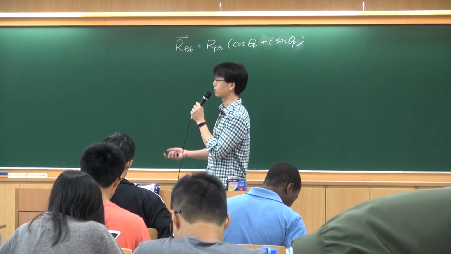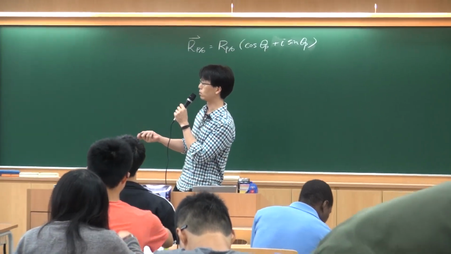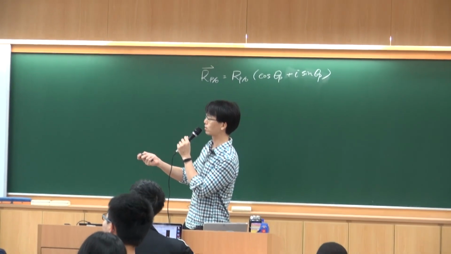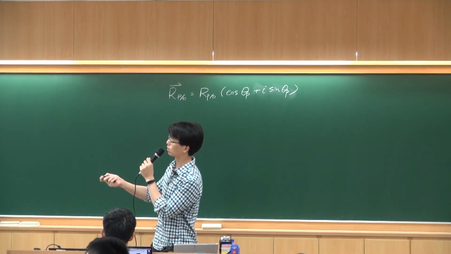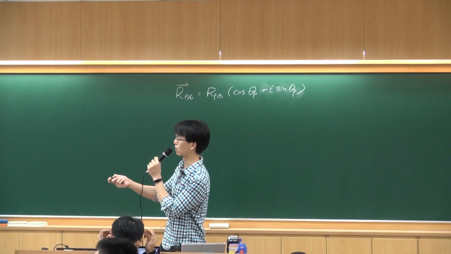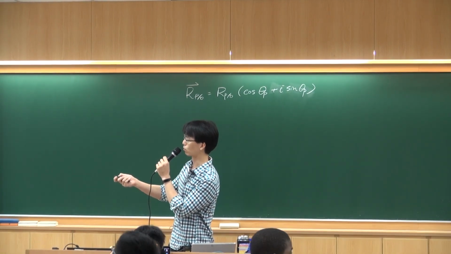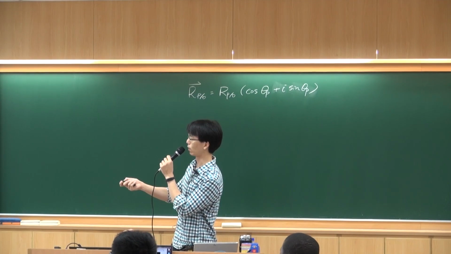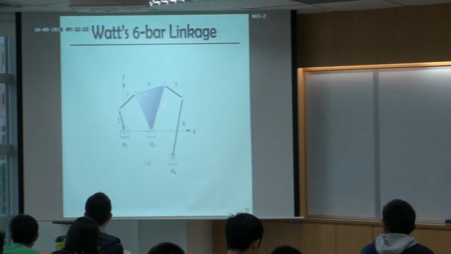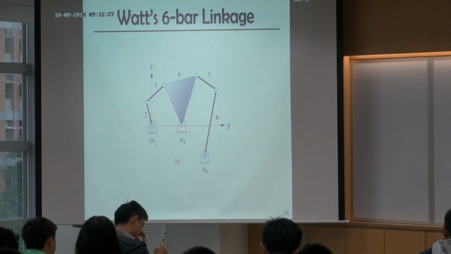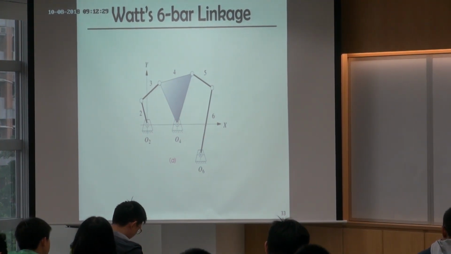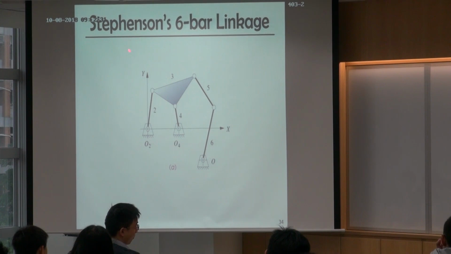Two types of 6-bar mechanism. One is named the Watt 6-bar linkage, which is more like a symmetric configuration. You have 2 bars on the left, 2 bars on the right-hand side, and there's a triangular 6-joint link at the center.